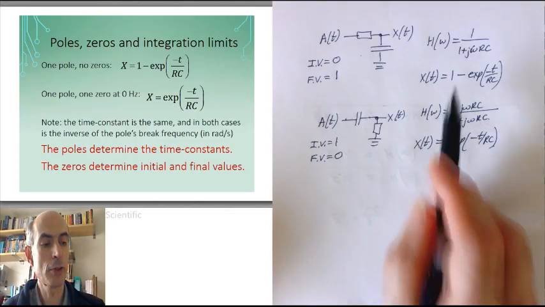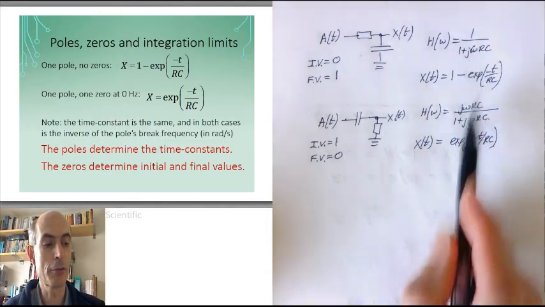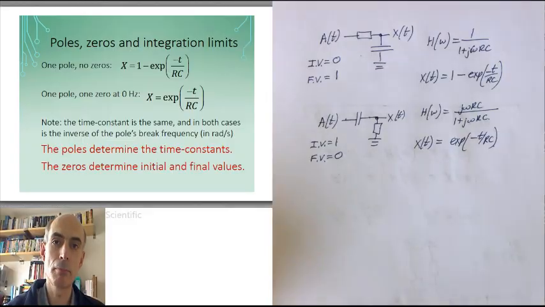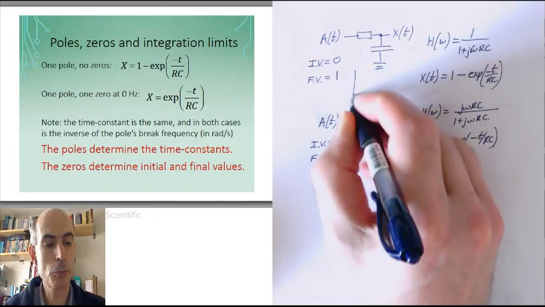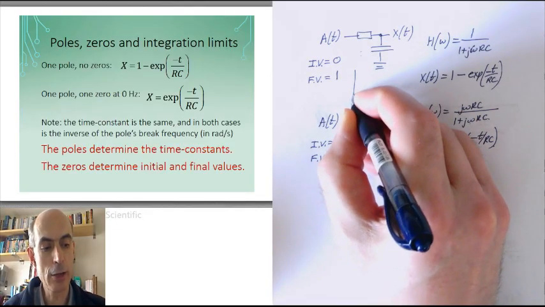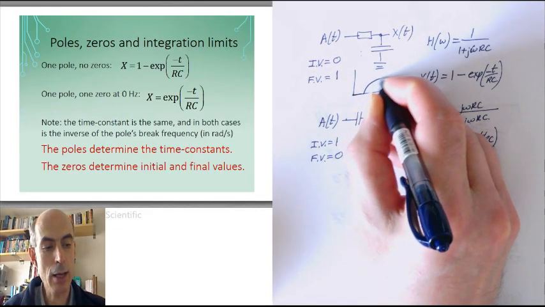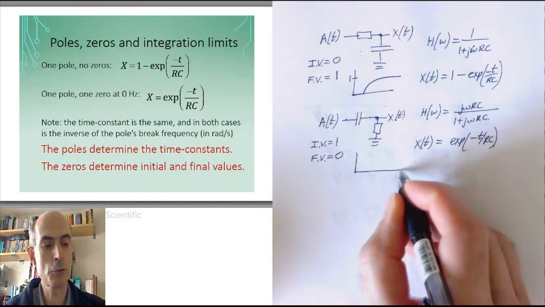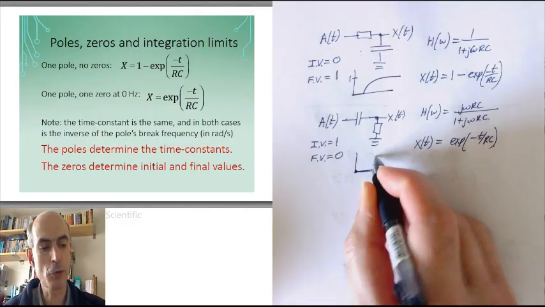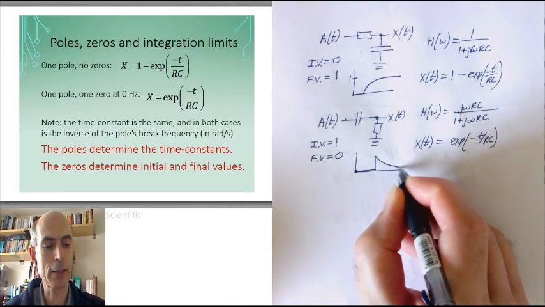Now, you'll notice that in both cases, the denominator of the frequency response is the same, which means that they have exactly the same poles. They have quite different looking step responses. This one has a step response that starts at 0 and asymptotes up to a value of 1. This one has a step response that shoots up to 1 and then asymptotes back down to 0 again.